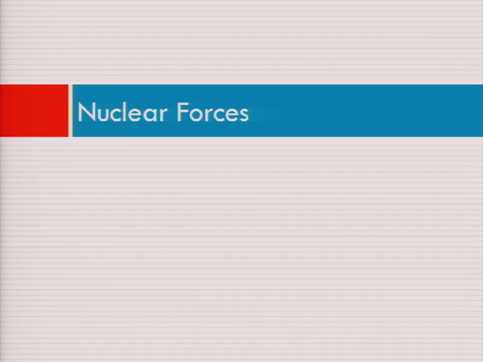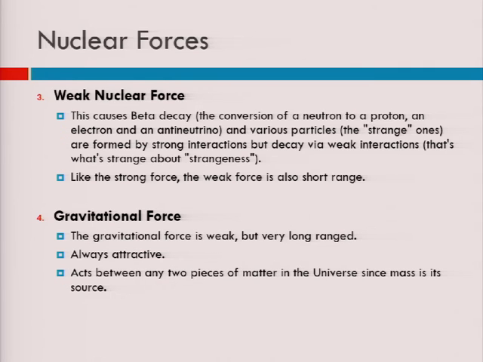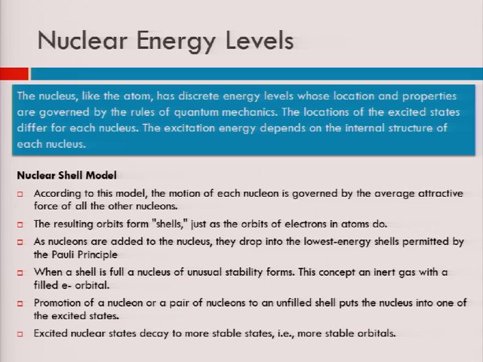All right, nuclear forces. I feel like these are trivia mostly. I won't spend too much time on them, so there's 4. There's the strong nuclear force, the electromagnetic force, the weak force, and the gravitational force. And in terms of their strength, they go in decreasing order from the first one to the last one. That's really all I'll say about those. You can read that slide. And then nuclear energy levels, I've already talked about this. It's very similar to the electron energy levels.